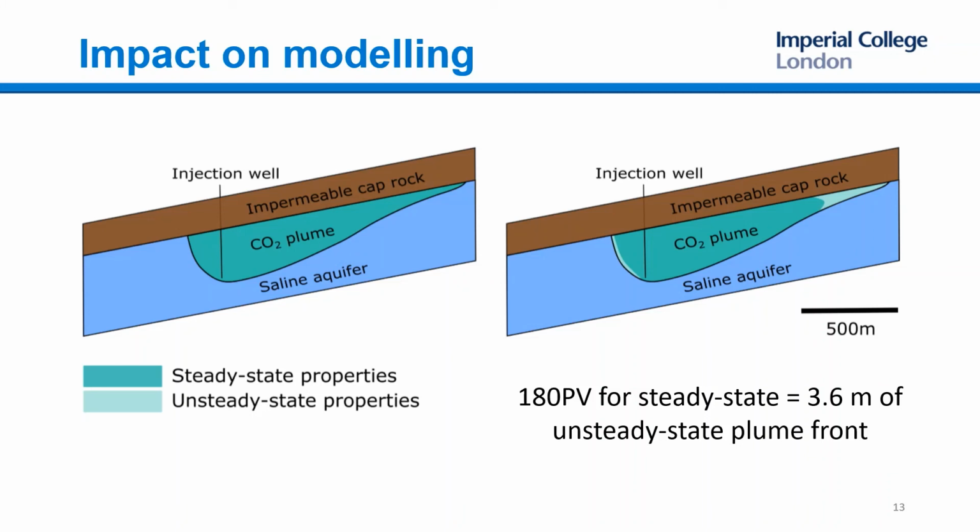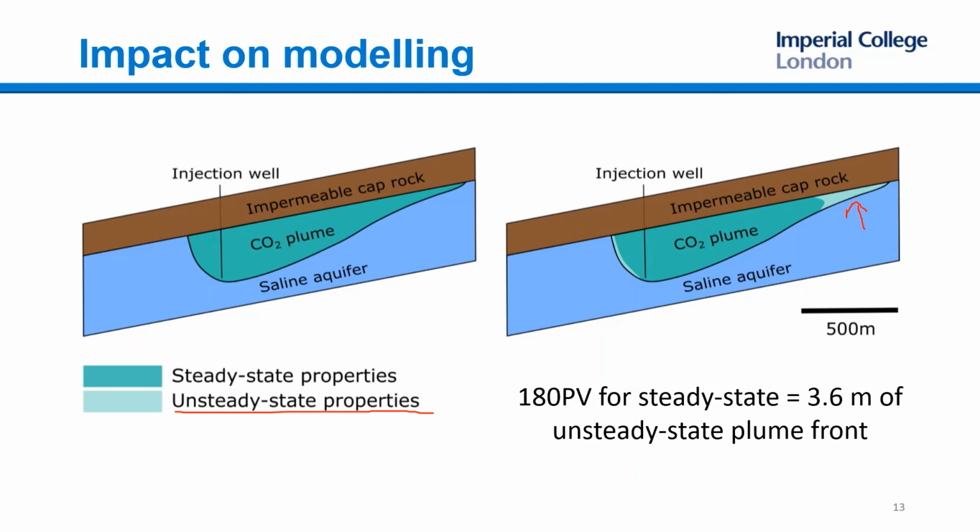So on the left is the image I showed in the first slide, which is the current framework for modeling, where we just model the CO2 plume with the steady state properties. And on the right is actually what we think should occur. So we should model parts of the plume with unsteady state properties, which are markedly different, and the mobility is higher, which means the plume will travel faster than expected than if you just use the steady state properties.